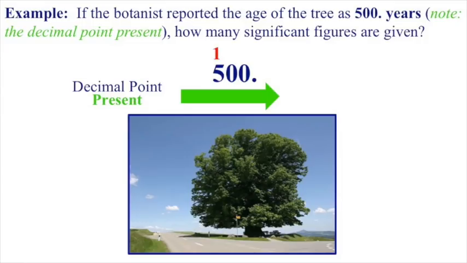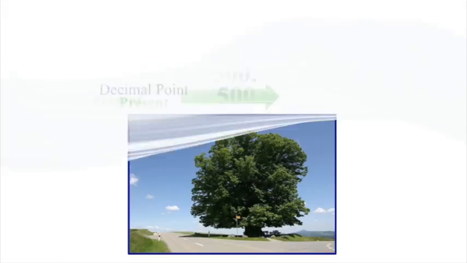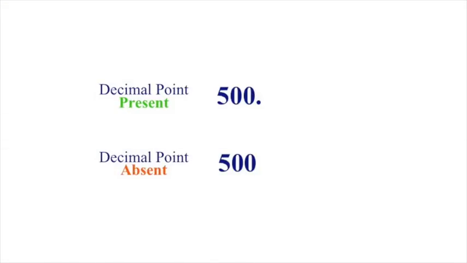We'll start counting when we get to the first non-zero number. We begin with the 5, then count all numbers including zeros. In this case, the zeros are also significant. Therefore, there are 3 significant figures in this value. Outside of science fields, the number 500 with and without the decimal point are generally thought of as equivalent.